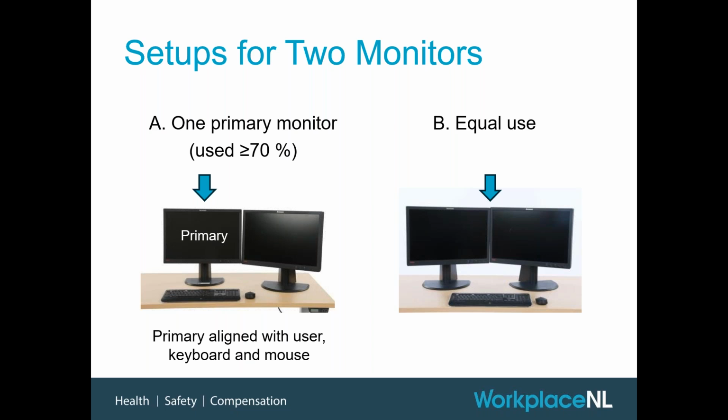If you don't use one of the monitors as much as 70% of the time or more, then consider them as being used equally. In this case, you would position them just as shown in the image on the right. Again, they are side by side and touching one another, but now the point where they meet is directly in front of you and lined up with the center of your keyboard. And again, the two of them would be positioned on a slight angle.